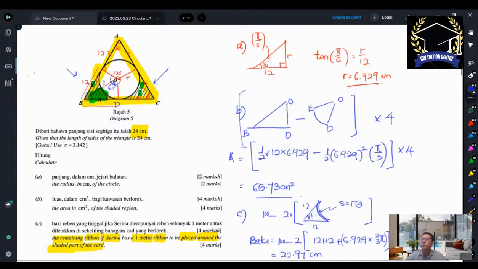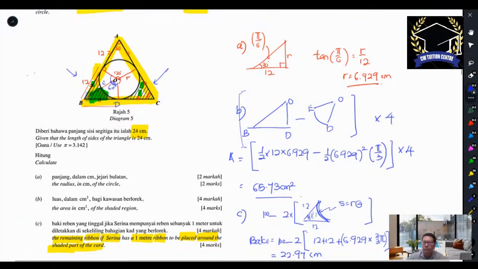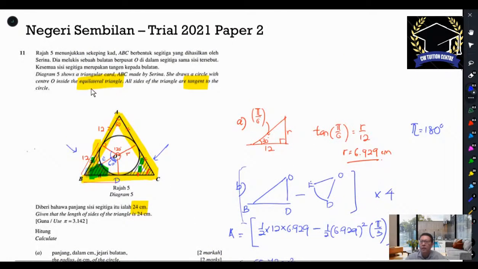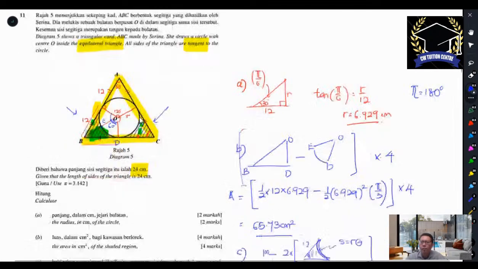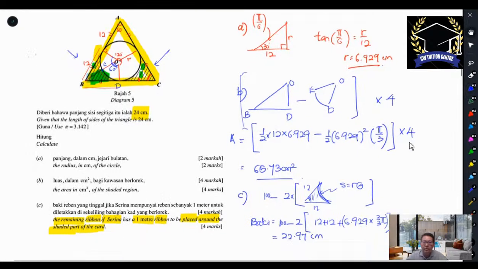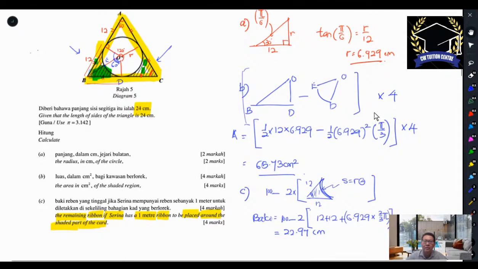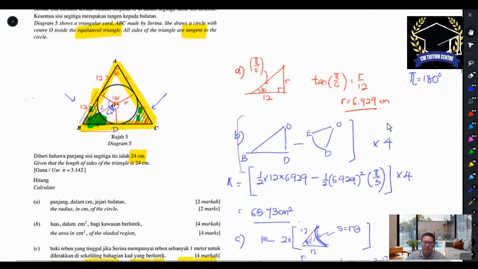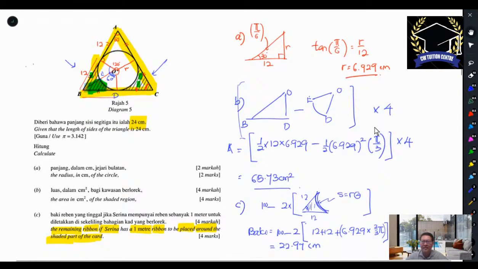Please check again. It's good to check again. Look at the question. Is there any information we overlook? The length CC is 24, and then the radius. The shaded area is half r squared. So the remaining ribbon, yes, everything is safe. All right, done. Then we get these 10 marks, paper 2, 10 marks. Easily done.